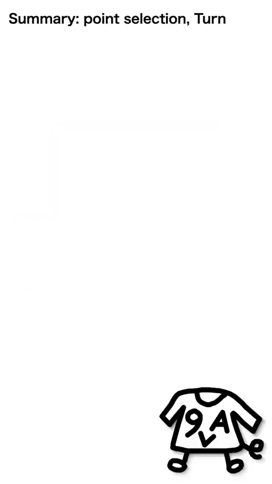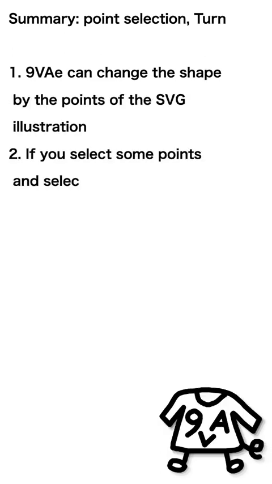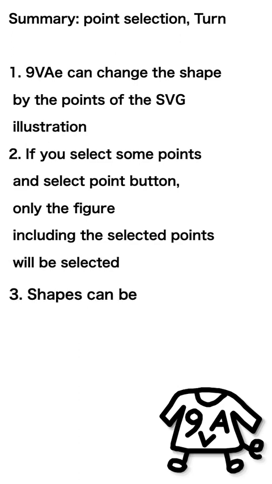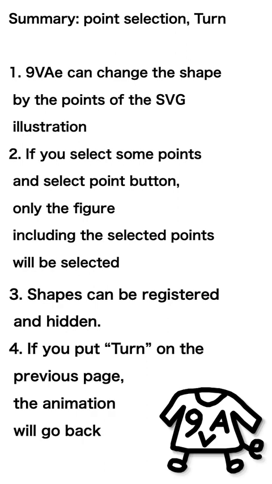Let's summarize the operations. 1. You can freely change the shape by moving the points. 2. If you select some points and select the point button, only the figures that include those points will be selected. 3. You can register shapes in the palette on the right and hide them. 4. If you enter a turn to the previous page, the animation will go back and forth.